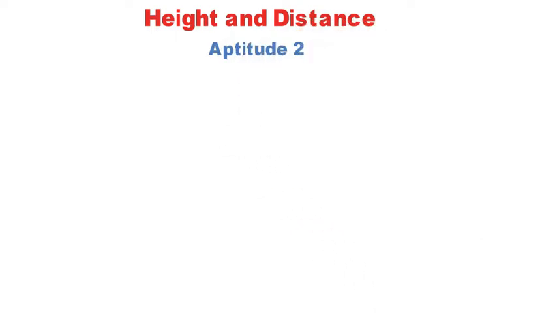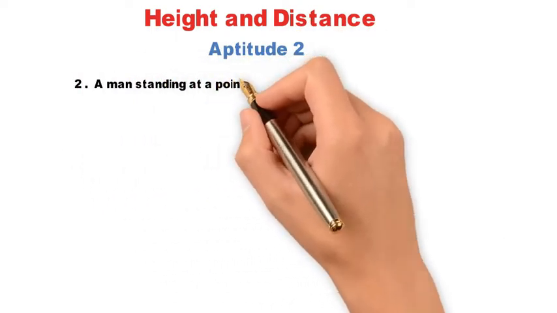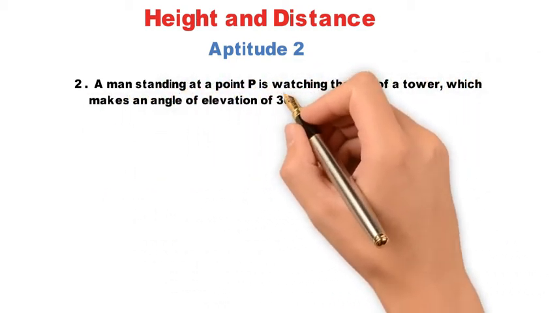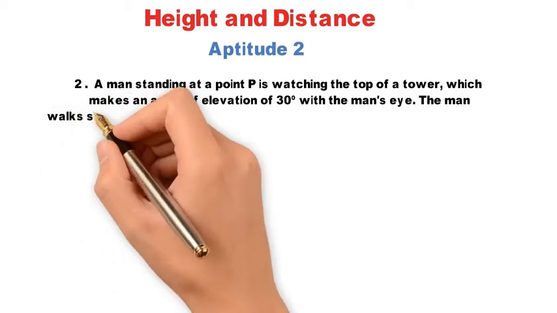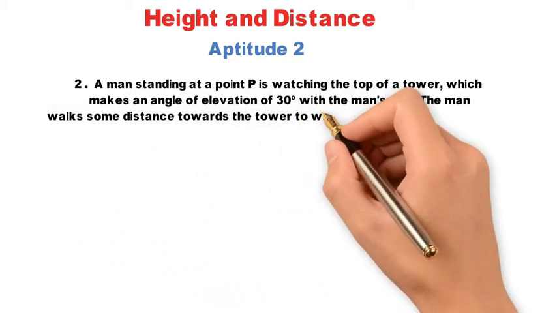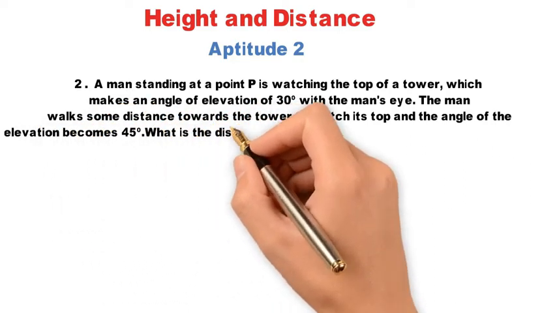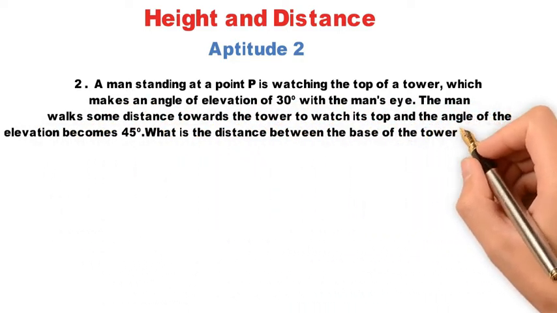Aptitude 3. A man standing at a point P is watching the top of a tower, which makes an angle of elevation of 30 degrees with the man's eye. The man walks some distance towards the tower to watch its top, and the angle of elevation becomes 45 degrees. What is the distance between the base of the tower and the point P?